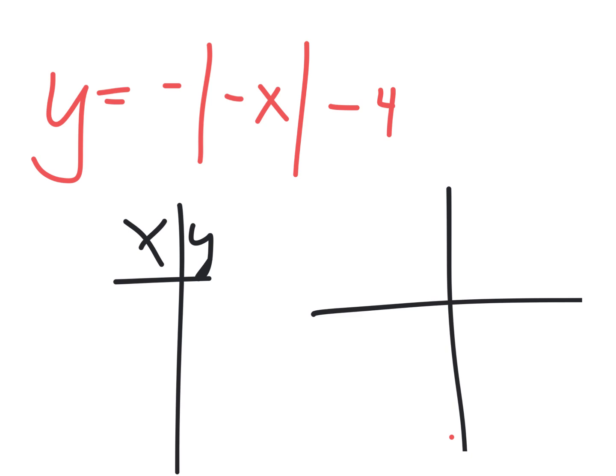Okay, so I'm sticking in 0, and I get, well, 0 on the inside, and then it's all 0, and then minus 4. 0 gave me negative 4. Who had 0, negative 4? You were correct. What if I put in a 1?